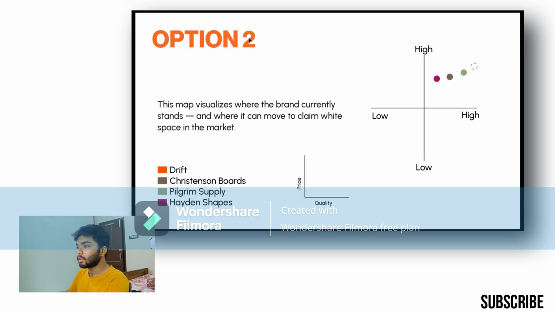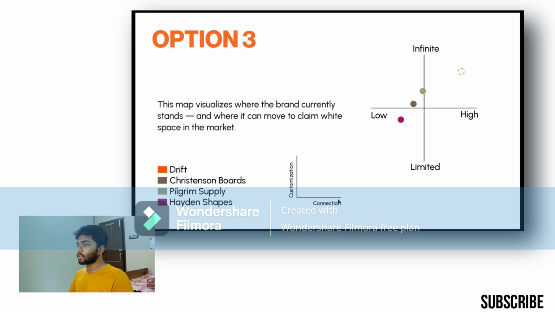Next, price versus quality. High to low, high to low. Quality and price, Drift can make high price products. So yeah, it can be positioned in this segment.